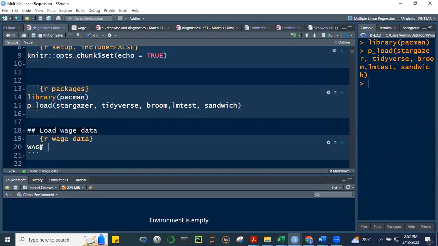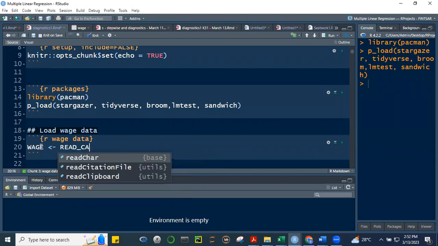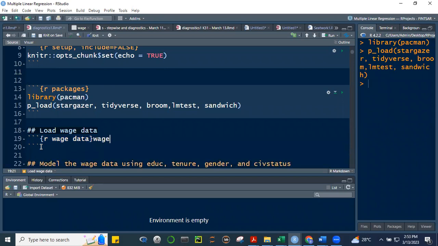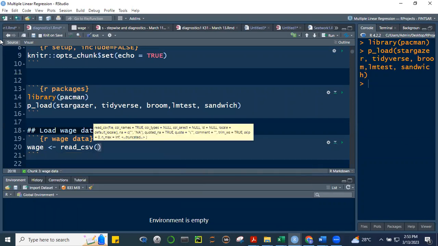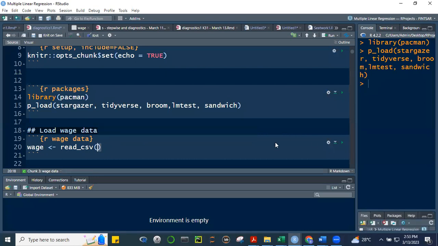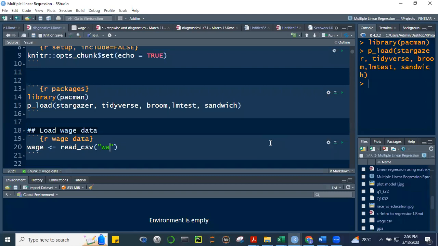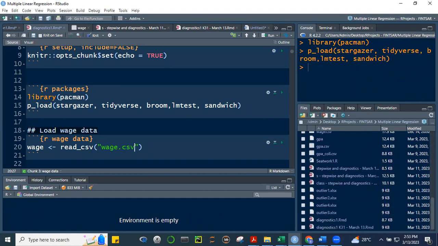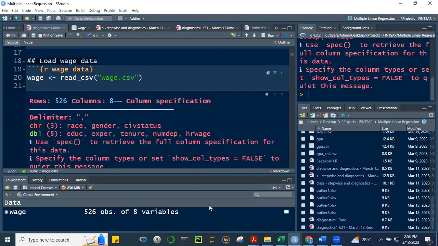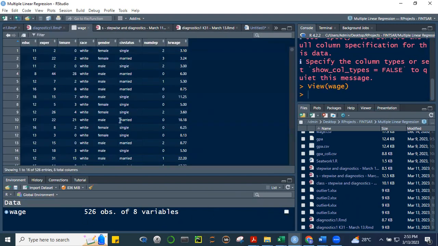Let's load the wage data set, wage, then read underscore CSV. What's the name of our data? Wage.csv, I think. Wage dot CSV. Am I correct? Then let's run this. Okay, so let's check. Okay, so we have our data.